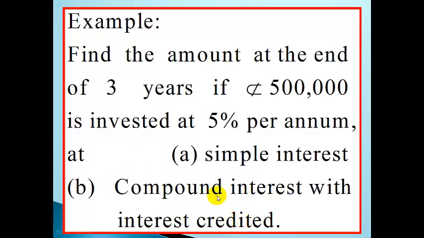So from the question, we can see that the time is 3 years, the rate is 5%, and the principal is 500,000. Where 500,000 is the principal, that is the amount invested, and the time period is 3 years, and the interest rate is 5%. Now, how would we calculate the simple interest and the compound interest with the interest credited?